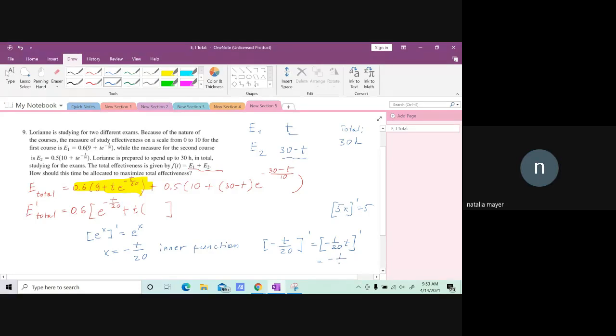So, Mohammed, it's the coefficient, right? If you have a variable in the first power, then the derivative is just the coefficient. Why? Because the derivative of x is 1. So the derivative of t is 1. So what's left is the coefficient only. Negative 1 over 20. Okay.